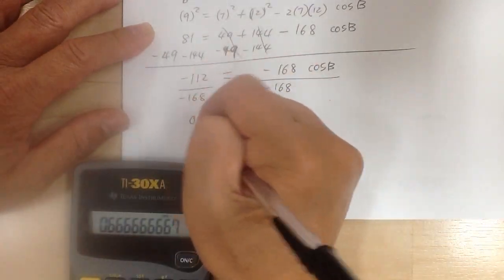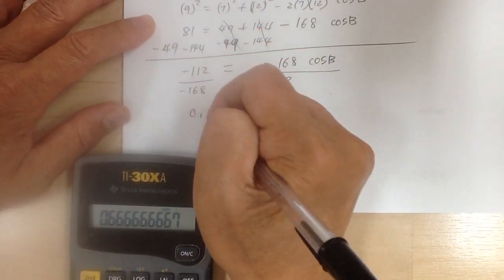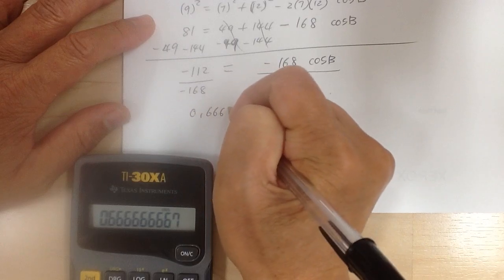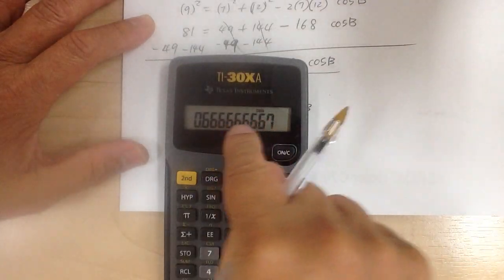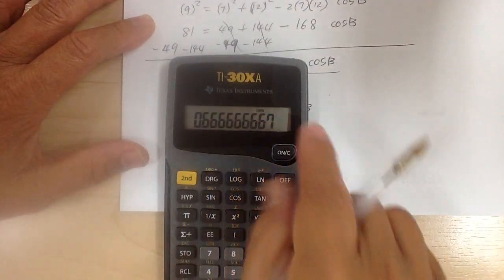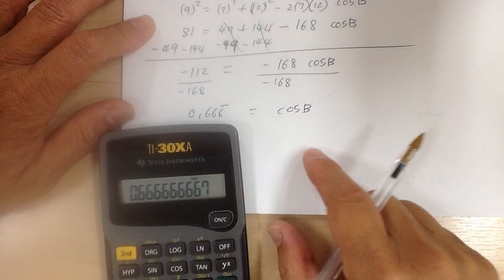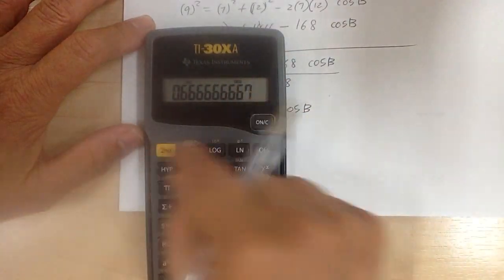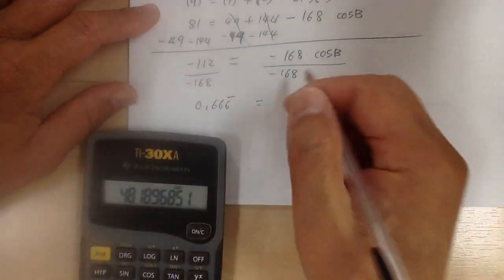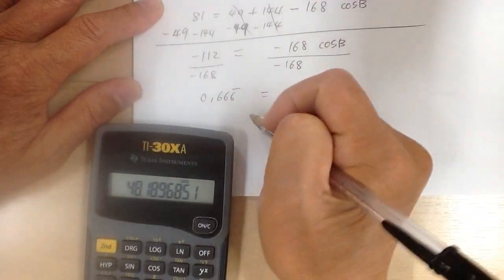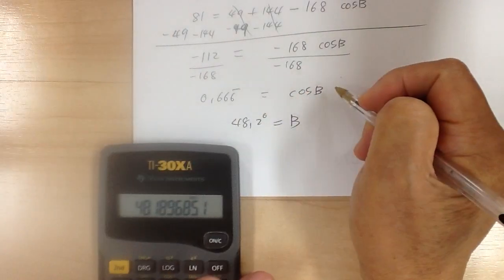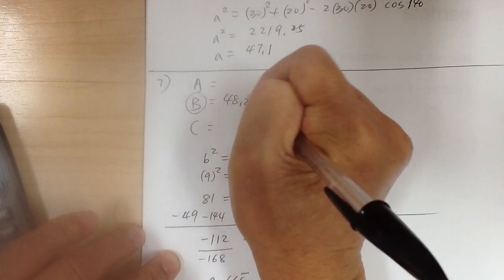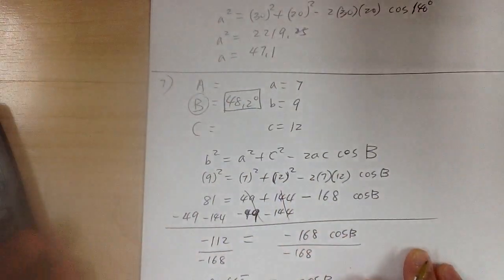So you get, actually, 2/3, so 0.66 repeating equals cosine of B. When you have this number, don't start all over. Just use that number and go second cosine. So angle B will equal 48.2 degrees.